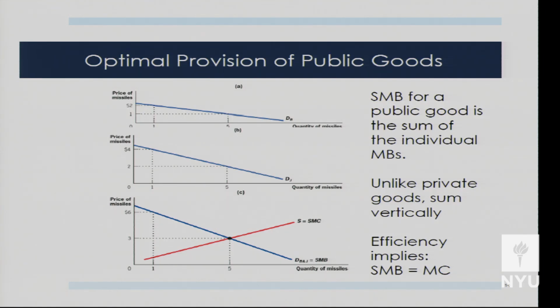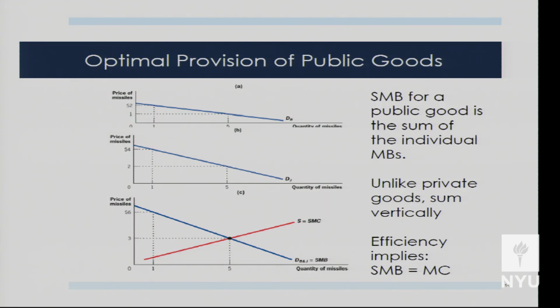This just adds up because it's a public good. When it comes to public goods, we add up the social marginal benefit by summing private marginal benefits across individuals. Logically, it makes perfect sense, right? Okay. So efficiency in these markets always implies that the social marginal benefit equals the marginal cost.